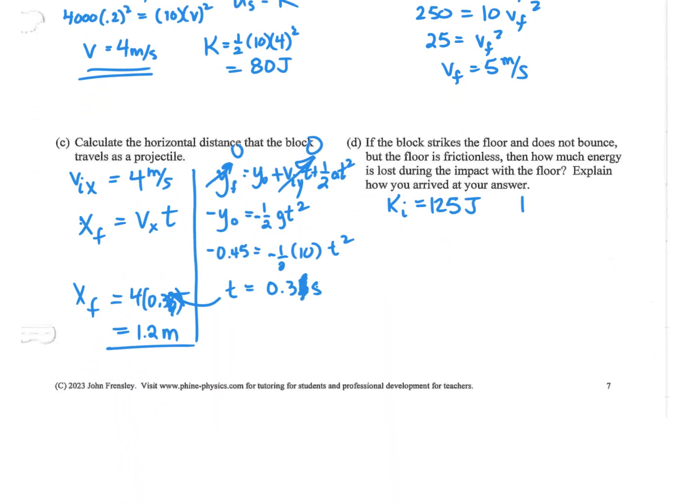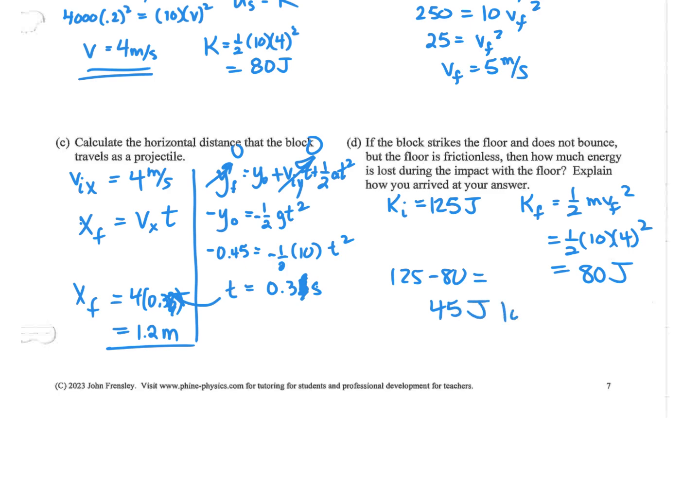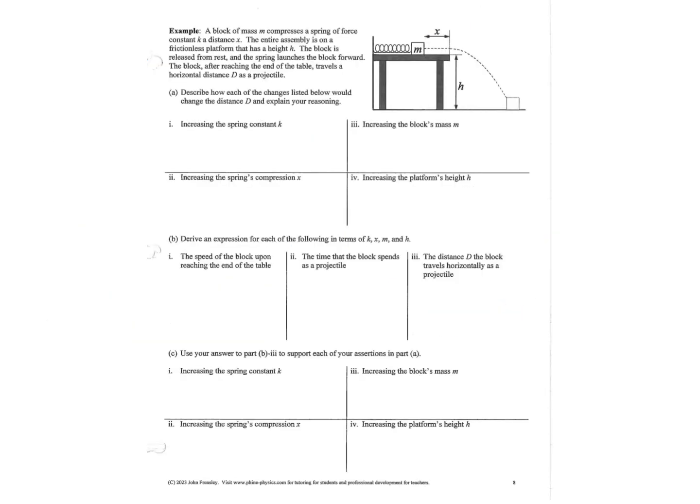After it lands, if we do 1/2 mv final squared, which would be 1/2 times 10 times 4 squared, we figure it was only 80 joules. All right, so 125 minus 80 is equal to 45 joules lost. And that would have been lost to sound, right? Banged on the floor, and we're good.